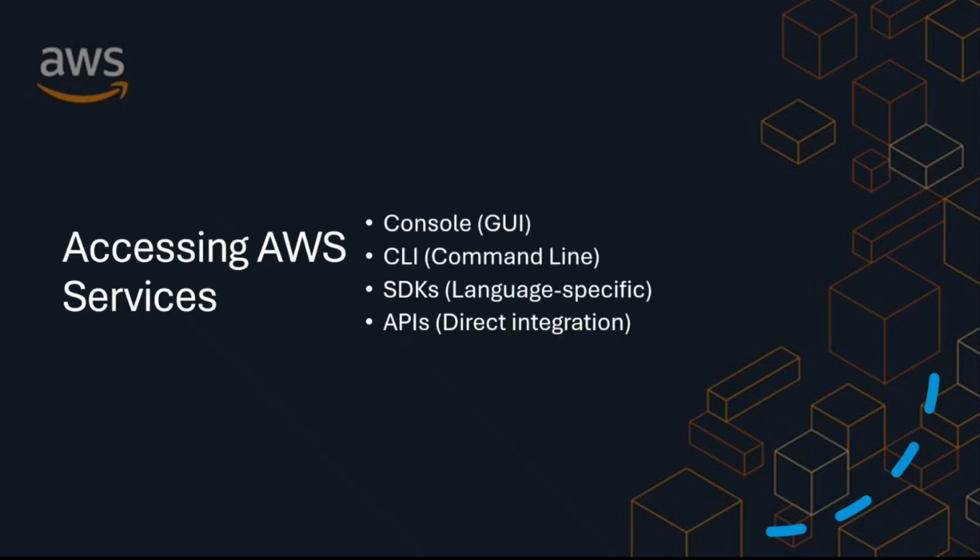You can access AWS services in four main ways. The console is graphical and user-friendly. The CLI is great for automation and scripting. SDKs let developers interact with AWS in their preferred programming language, and APIs provide direct programmatic access for advanced integration. Choosing the right method depends on your use case. For example, automation favors CLI or SDK, while quick manual tasks are easier in the console.